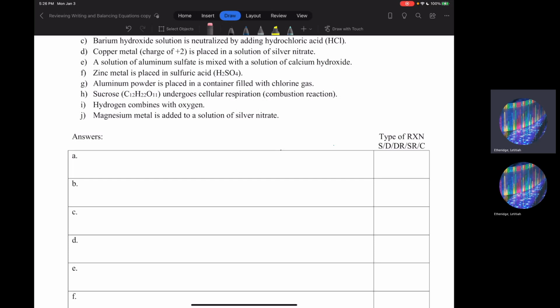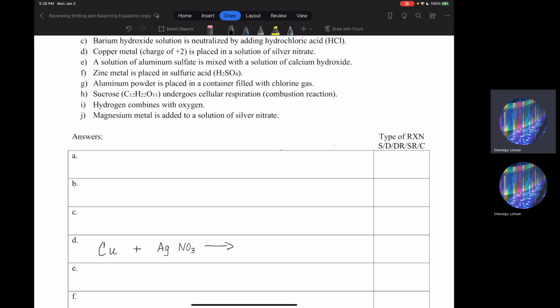So copper metal, you take a look at your periodic table. Copper metal should be just Cu. Okay, so that is Cu. Just put it in the back of your mind that it has a charge of +2. It's going to be placed in a solution of silver, and that's nitrate, the polyatomic ion NO3.